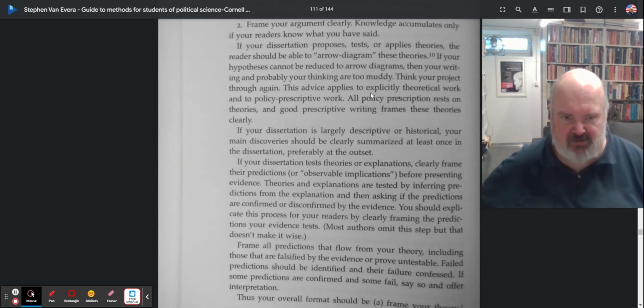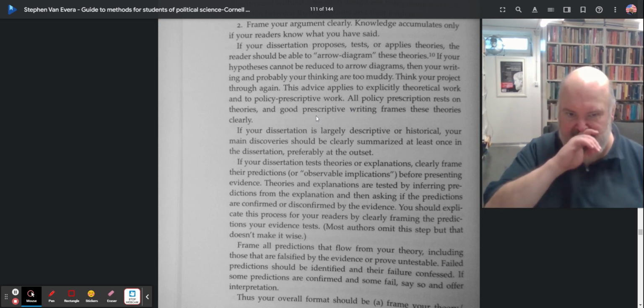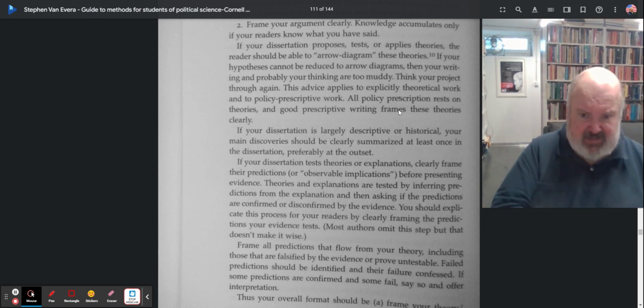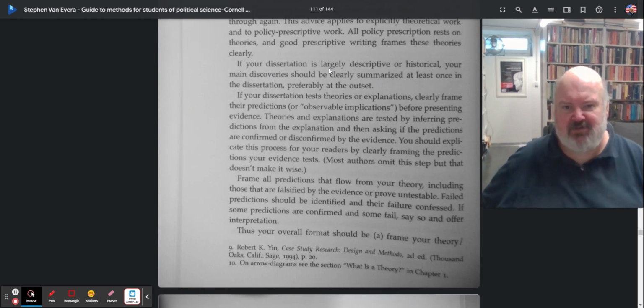This advice applies to explicitly theoretical work and policy prescriptive work. All policy prescriptive work rests on theories, and good prescriptive writing frames these theories clearly. If your dissertation is logically descriptive or historical, your main discovery should be clearly summarized at least once in the dissertation, and probably at the outset.